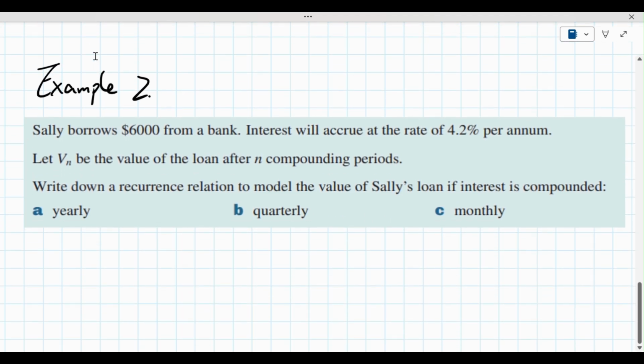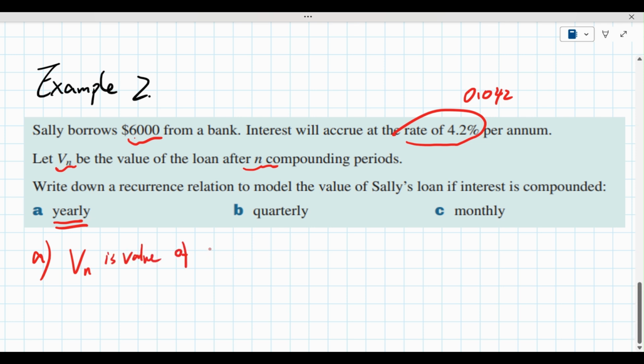And we move on to example 2. First question: we need to borrow $6,000 from a bank. Interest will accrue at a rate of 4.2%, which is 0.042, per annum. Vn is the value of Sally's loan after n years, and question A is the annual, which is yearly, compounding.